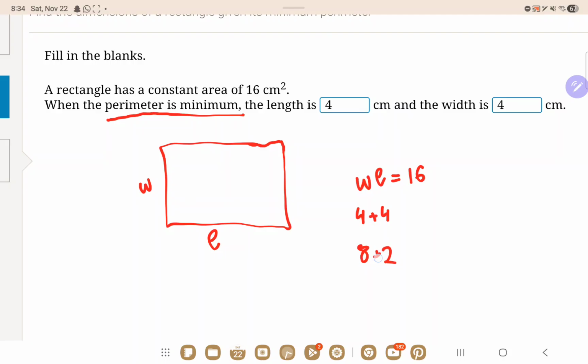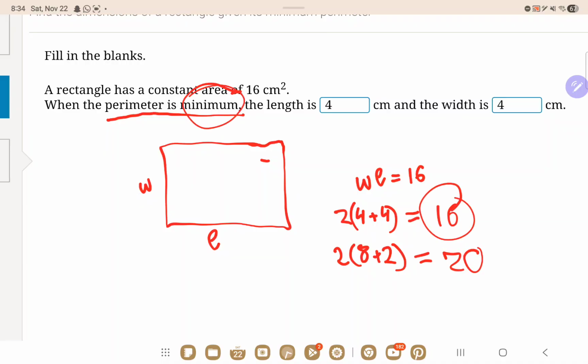So when you add these and multiply them by 2, because remember perimeter is 2 times width plus length, this gives you 16 and this gives you 20. Where is it minimum? Here, 16. So the length is 4 and the width is 4. Now, moving on to our next question.